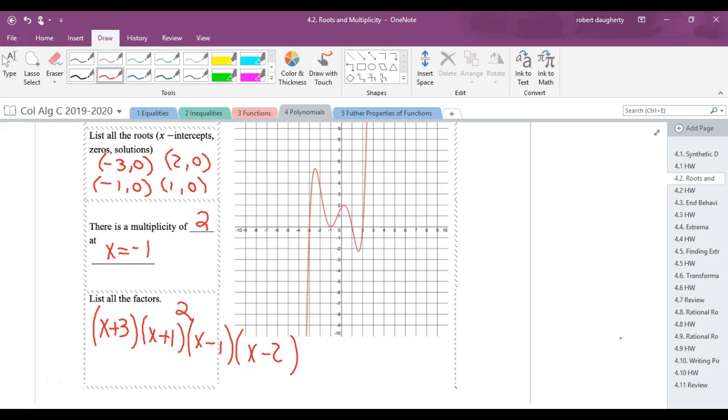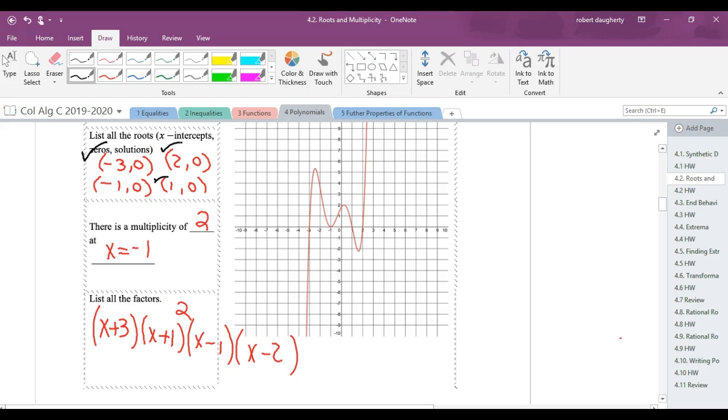How can I tell there's a multiplicity of 2? Because it does not cross the axis here. But it crosses the axis at negative 3, okay? It crosses at 1, and it crosses at 2, okay? So each of those factors occurs 1 time. At negative 1, it does not cross the axis. So that tells me this has to occur twice for it not to cross the axis. So that's why I have x plus 1 squared, okay?